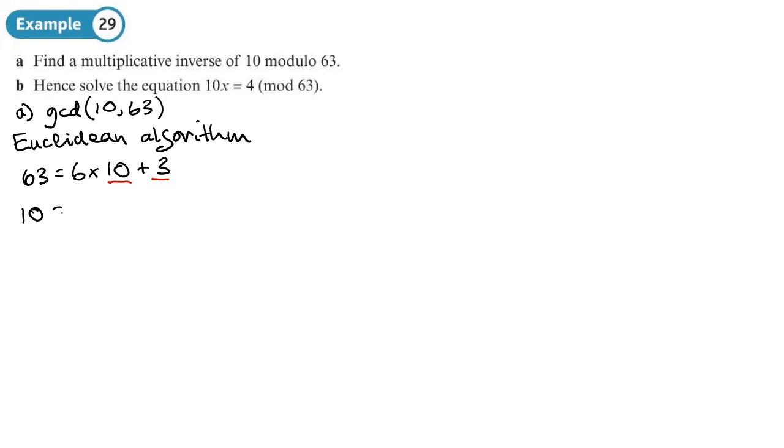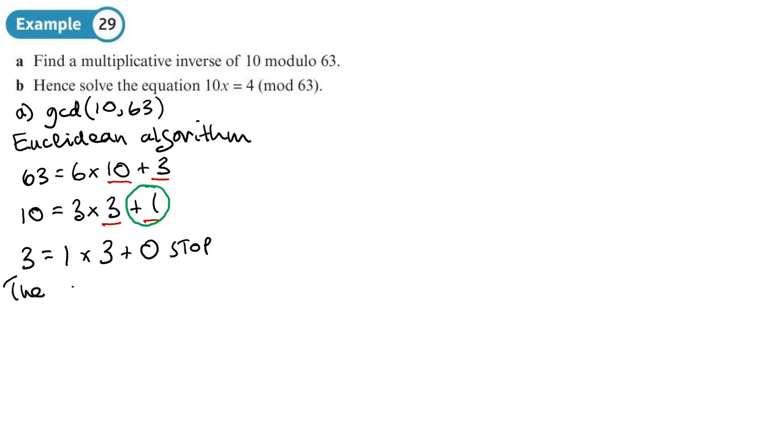So now we write 10 as 3 times 3 plus 1. Again, these are the numbers that we move across. We're going to stop when there's no remainder. So 3 is equal to 3 times 1 plus 0. So there's no remainder. So this is where we stop. Remember, you go back to the previous line, look at the remainder. That will tell you what the greatest common divisor of the two numbers is. So the greatest common divisor of 10 and 63 is 1, which is what we wanted.